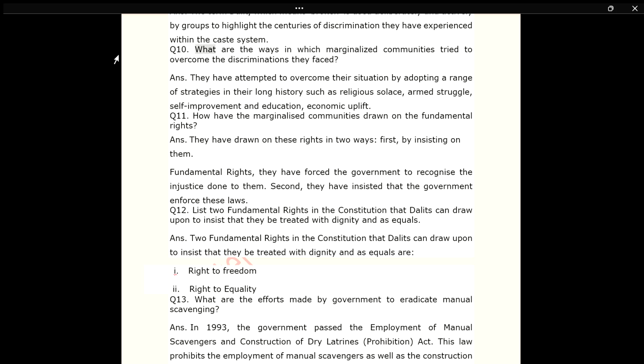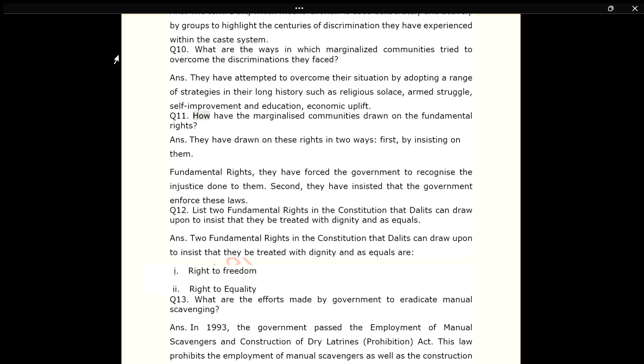Q10. What are the ways in which marginalized communities tried to overcome the discriminations they faced? Ans. They have attempted to overcome their situation by adopting a range of strategies in their long history, such as religious solace, armed struggle, self-improvement and education, economic uplift.